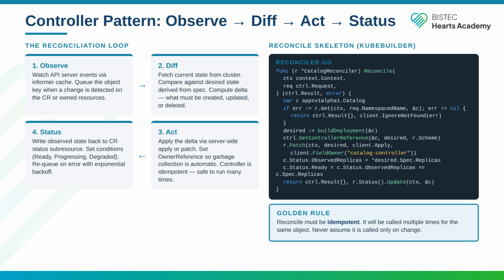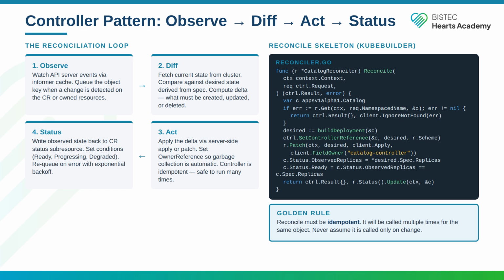In the diff phase, the controller fetches the current state from the cluster and compares it to the desired state derived from the spec. It computes the delta, what must be created, updated, or deleted. In the act phase, the controller applies the delta using server-side apply or strategic merge patch. It sets an owner reference, so that when the catalog custom resource is deleted, Kubernetes garbage collects the owned deployment automatically. The most important correctness property here is idempotency.